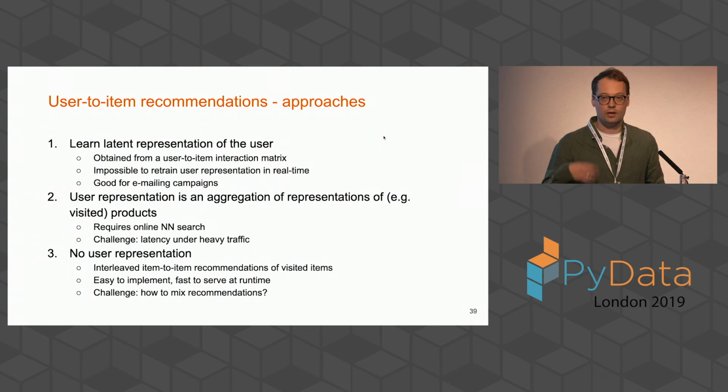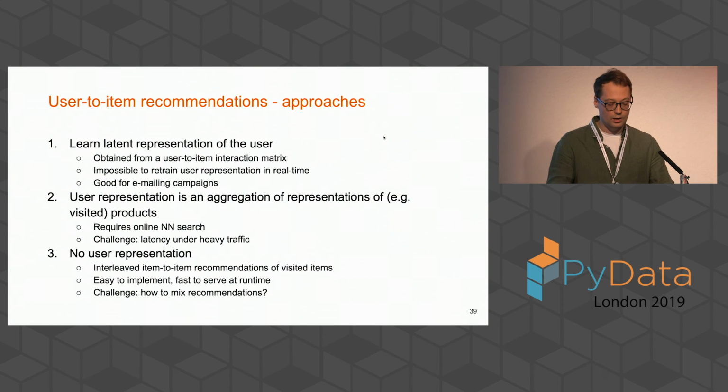We want these recommendations to update in real time as the user browses different items and he or she returns to the main page. We would like to see recommendations relevant to the latest query, latest search, or recently visited items, and we cannot perform this decomposition in real time. But still, it's good and applicable to email campaigns. Okay, so this is the first approach.